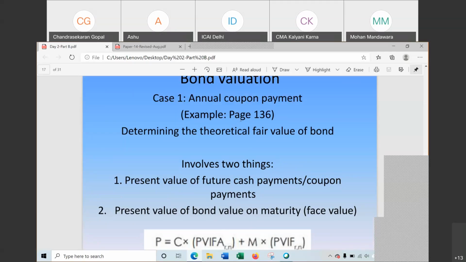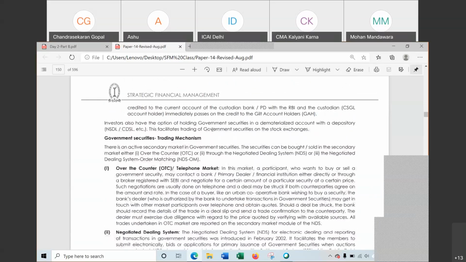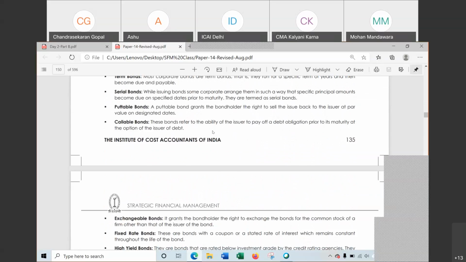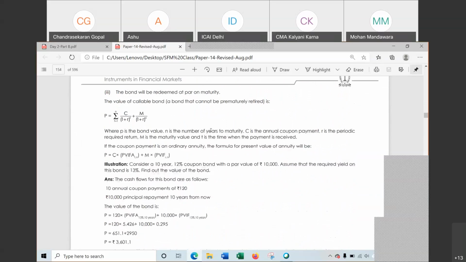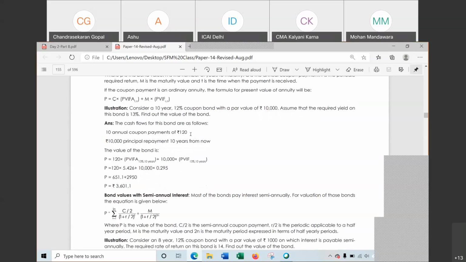We will do one question for this at page number 136. Please open page number 136 in your book. Bond valuation. The question here is, consider a 10-year 12% coupon bond. The rate of interest is 12%, time is 10 years, par value is 10,000, that is face value 10,000. Assume that the required yield on the bond is 13%, so for the PV factor we have to take 13%. Find out the value of the bond.